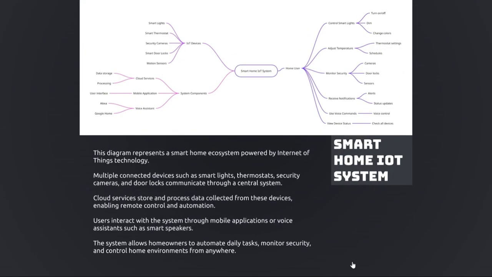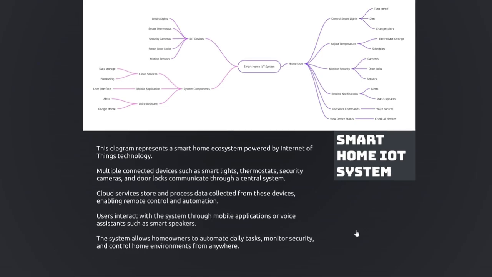Next, I have the Smart Home IoT system. This diagram represents a smart home ecosystem powered by Internet of Things technology. Multiple connected devices such as smart lights, thermostats, security cameras, and door locks communicate through a central system. Cloud services store and process data collected from these devices, enabling remote control and automation. Users interact with the system through mobile applications or voice assistants, such as smart speakers. The system allows homeowners to automate daily tasks, monitor security, and control home environments from anywhere.